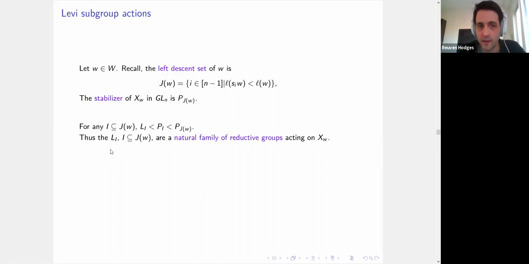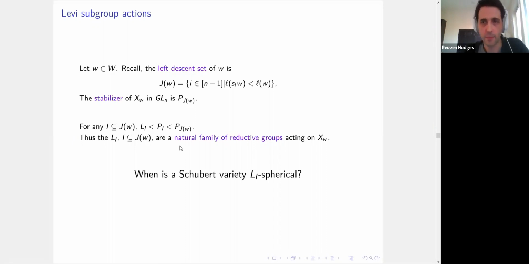And so all these Levis L_i for i in J(w) are just a natural family of reductive groups that act on your Schubert variety. So I think the properly posed version of the previous question is the following: when is a Schubert variety L_i-spherical? Because these are a natural choice of reductive groups which act on our Schubert variety. Okay, so this is the question I'd like to think about now.